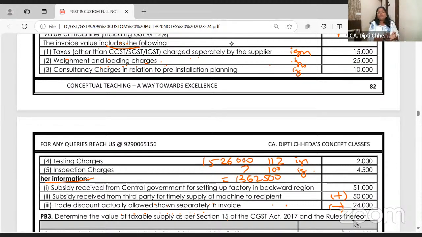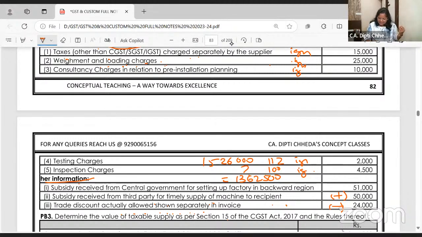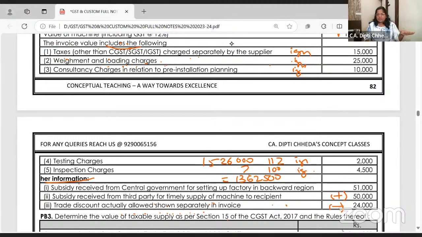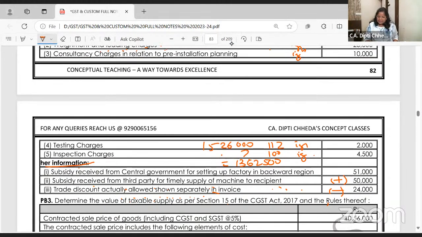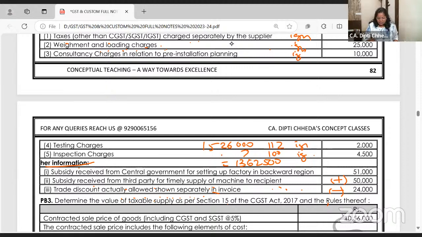I'll repeat. Why didn't I do anything about all these charges? Because they are to be included and they are already included. In other information they said central government subsidy, ignore. You don't have to take it. If it is included, you have to minus it, but here it was not taken. Other information: subsidy received from third party, no, it's not to be ignored. You have to add it. Trade discount, you have to minus it. So you got this value and this is inclusive of taxes, 112. So can we get what is 100? Easy.